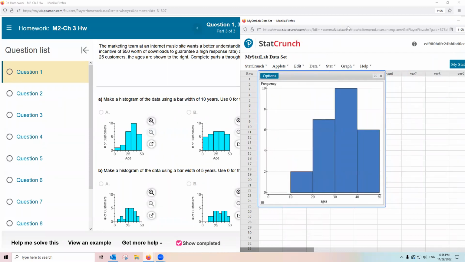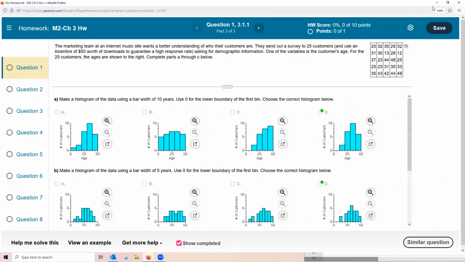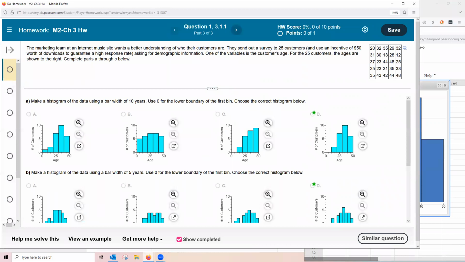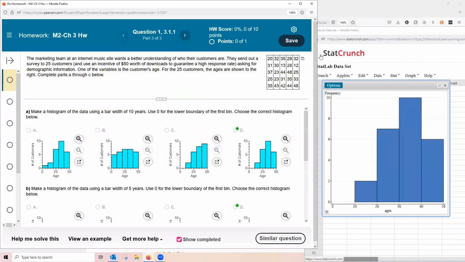And now I can compare this to the choices in my MyMathLab. Let me move this over a little bit to see if I can get this side by side. All right. So it looks like this first bar here is at a 0. Then I have a 2, then a 7, then a 10, and then a 6 here. I'm just looking at the heights of each bar. Well, it looks like the only graph that matches up is this one right here, because here's a 0, here's a 2, here's a 7, here's a 10, and there's a 6. So this must be the correct graph.